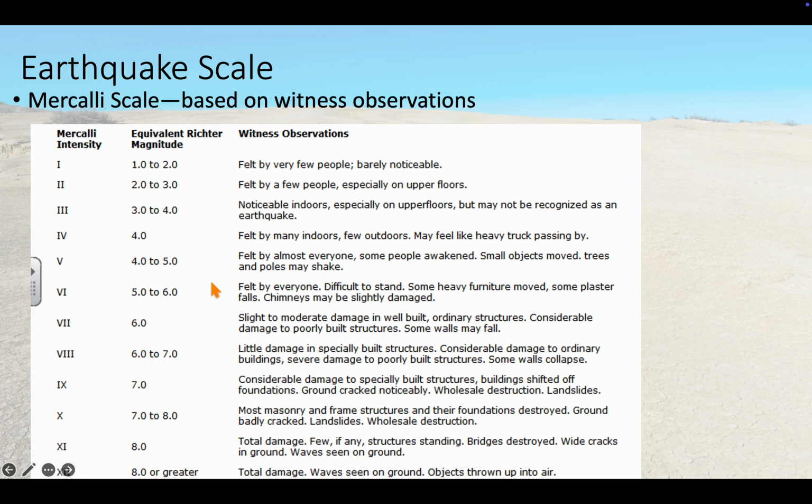Earthquake strength. Oh, and to mention, the strength of the earthquakes that were in the middle of the United States, they were like 7 or 7 to 8. So here we go. We've got wholesale destruction. We've got considerable damage, landslides, ground's badly cracked. So that's some pretty good damage in there.